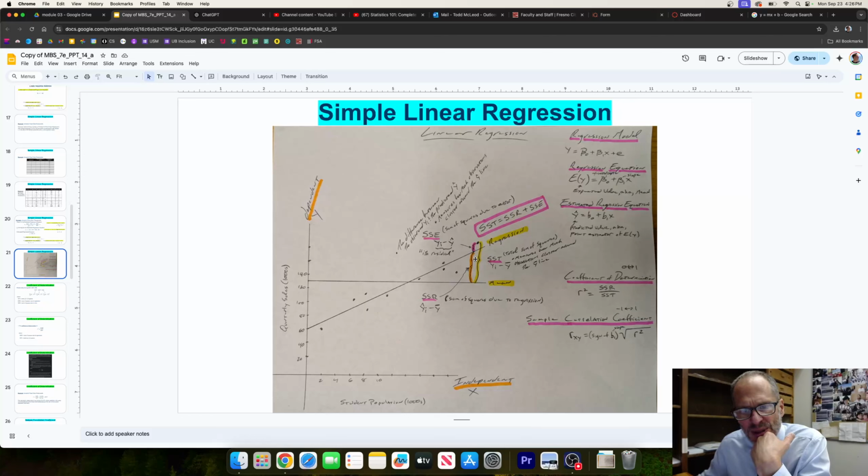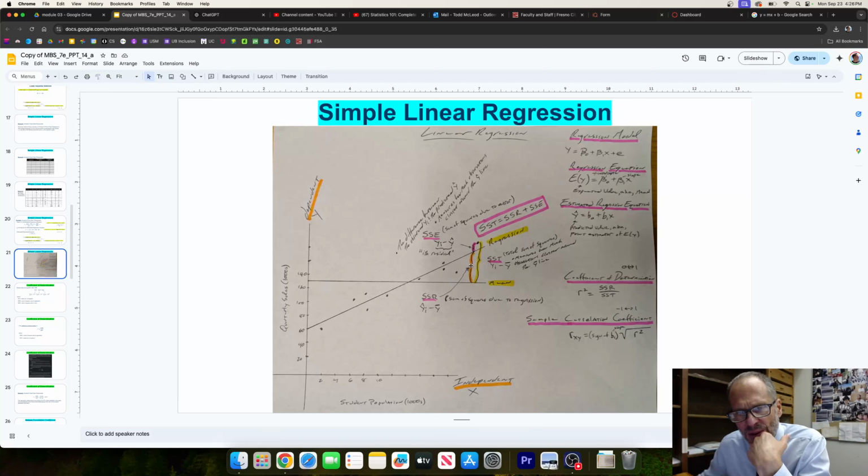The distance between this regression line and the mean, for each point, is called the sum of squares due to regression. It's y hat, which is that line, minus y mean, the mean of all the y values. Y is the dependent variable. So this is the difference between the regression line and the mean, and this is the difference between the point and the regression line.